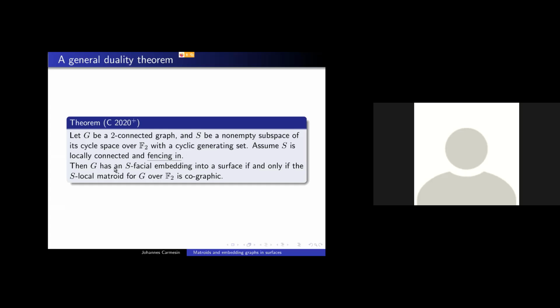And then the conclusion is really what we want to have, right? Then G has an S facial embedding, which for our local matroids will just specialize to an R locally planar embedding into a surface, if and only if the S local matroid, which is specialized to the R local matroid, is co-graphic. The conclusion is really just what we want to have: you have this locally planar embedding if and only if the matroid is co-graphic. And the assumptions of this more abstract version are in this more general setting where you're allowed an arbitrary vector space S, but the price you have to pay is that you have to check this additional assumption of fencing in.